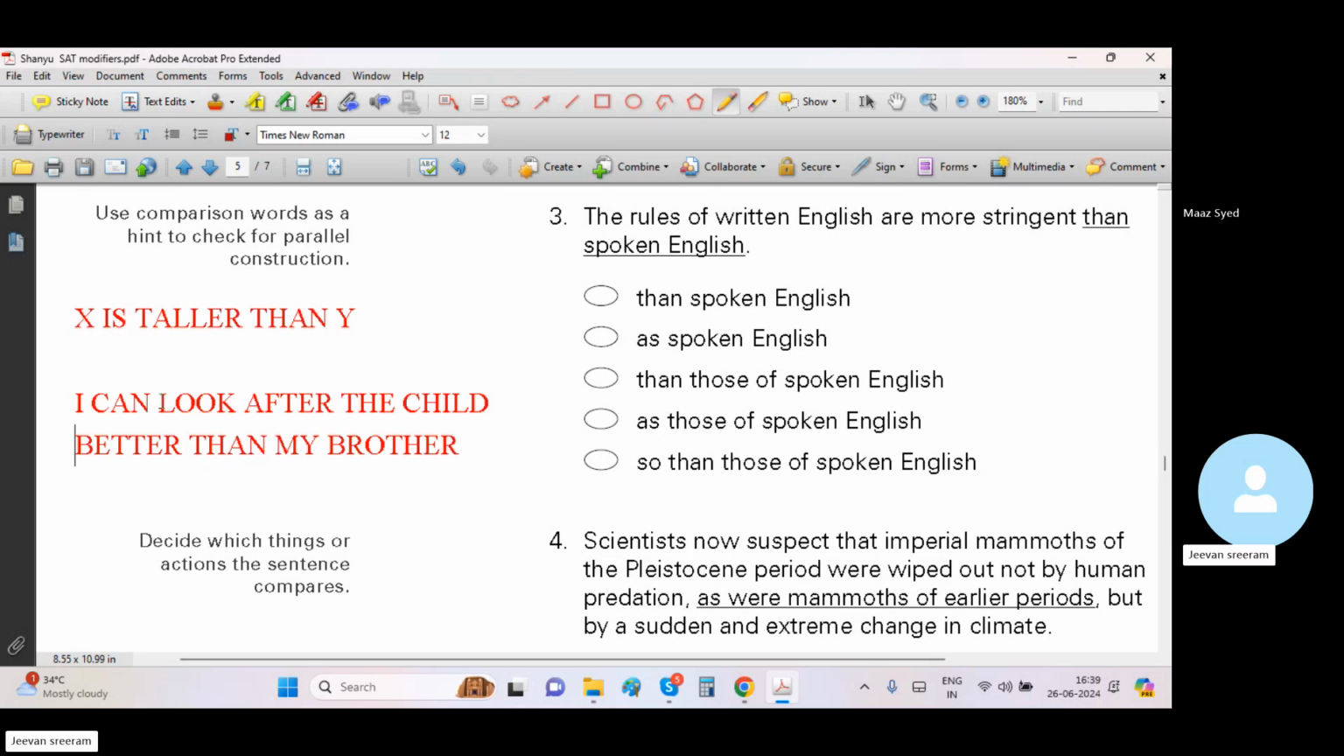Superficially, the comparison is between I and my brother. But to be exact, the comparison is actually between how well both can look after the child. Right, buddy? Who is better in looking after the child? Got it? The comparison is actually between verbs. Have you got my point? Yes. Okay.